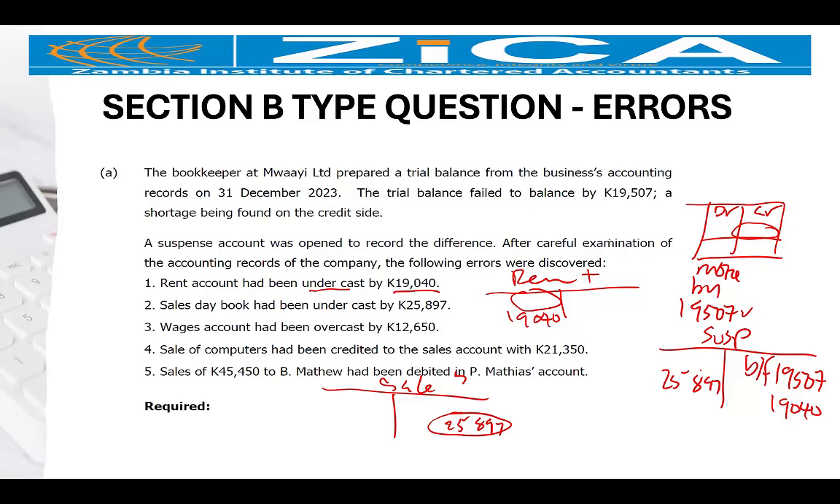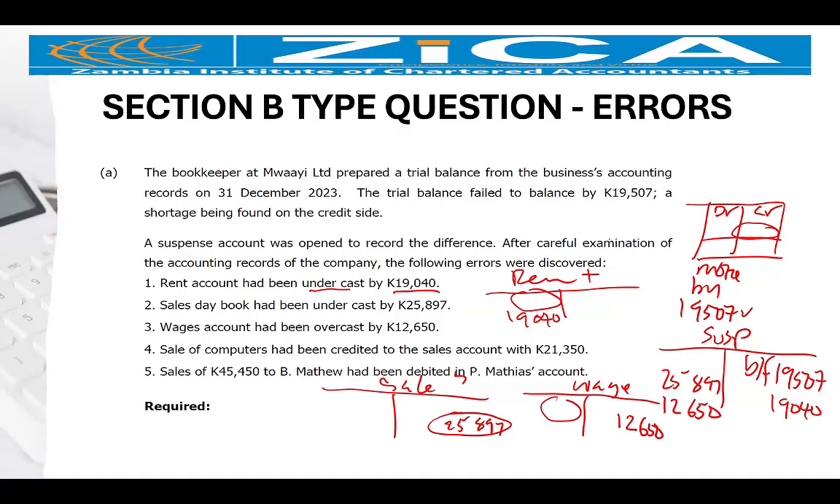Wages account had been overcast. So another overcast involving one account. So wages is an expense. When you look at wages, it gets recorded on the debit like this. So if it was overcast, the debit was too much. To make a correction, we need to put the overstated amount on the opposite. So 12,650 will come here. Double entry, it comes here, 12,650, debit suspense.